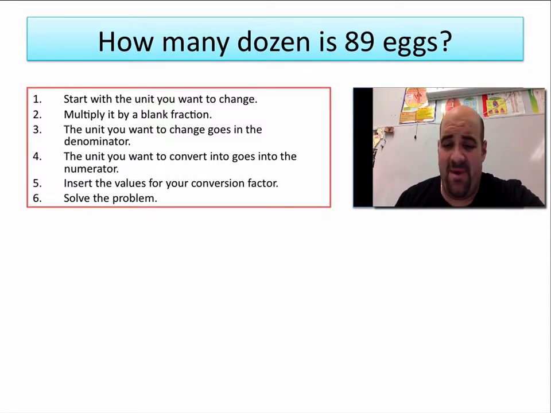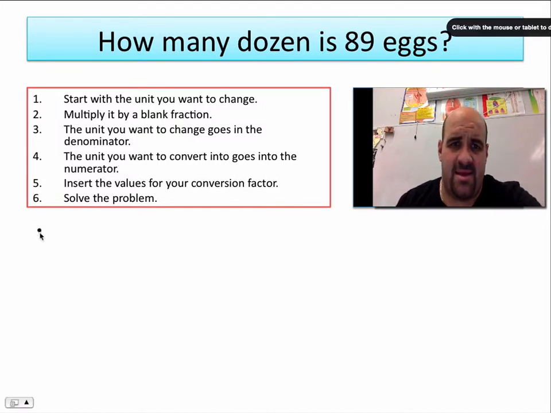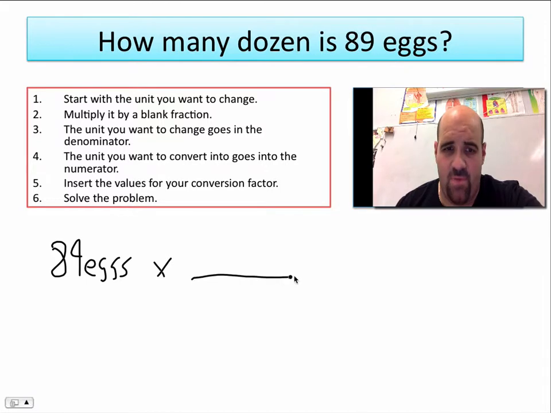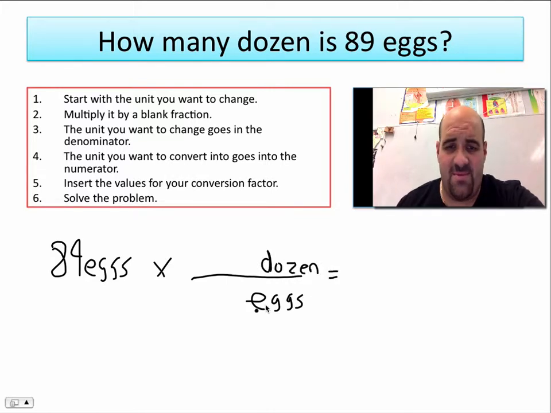And just to flip it, how many dozen is 89 eggs? And again, if you need to, pause me, practice it. I encourage you to practice. 89 eggs times some blank fraction. This should be getting old by now. Eggs goes in the bottom because you have eggs in the top. Dozen goes here. Equals. Final answer, because these eggs are going to cancel, is going to be dozen.